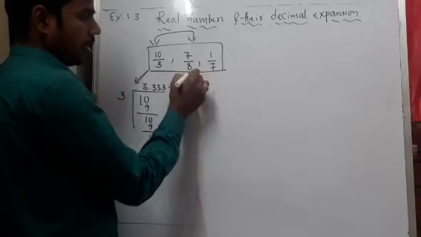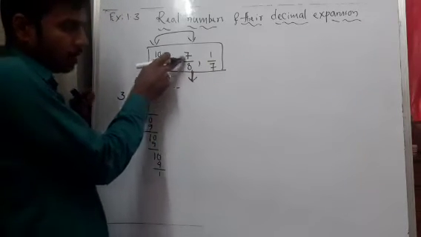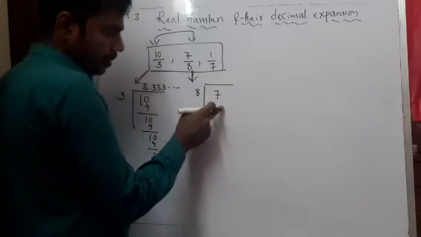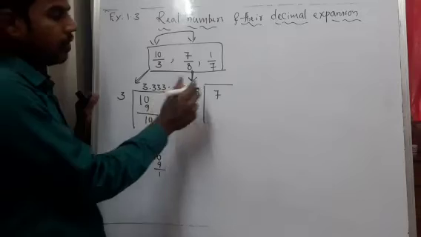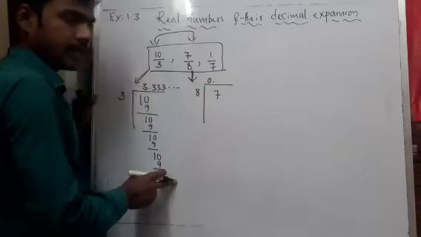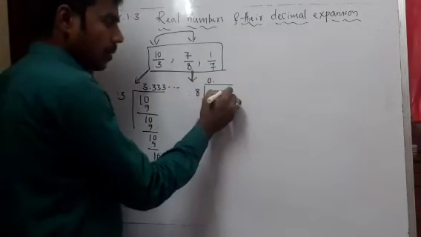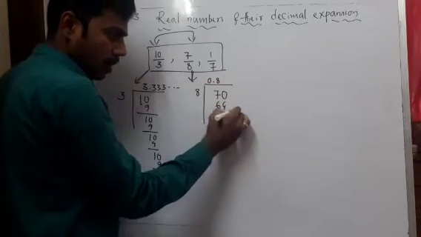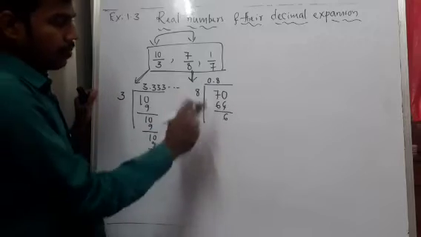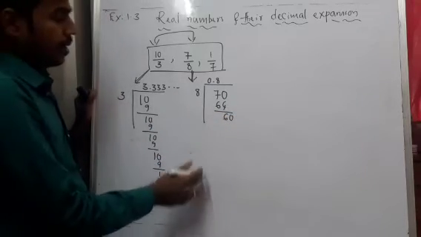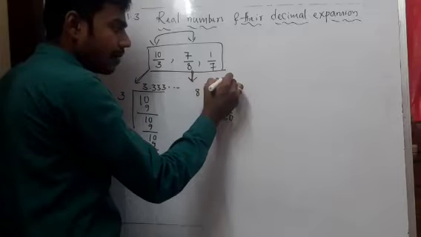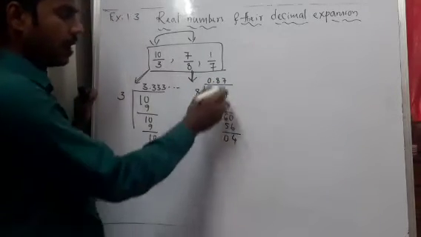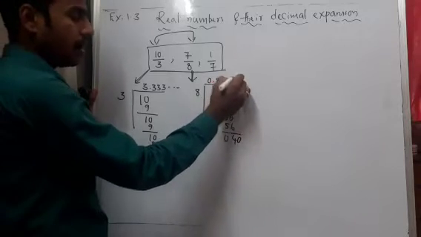Now let us get the decimal expansion of this particular rational number, 7 by 8. Since 7 is less than 8, what are we supposed to do? We need to place a decimal point here. So this will become 70. 8 8s are 64. 6 is the remainder. Since we have placed a decimal, I can take 0 here. Now 8 7s are 56. 4 is the remainder. Again I can place 0 here. 8 5s are 40.